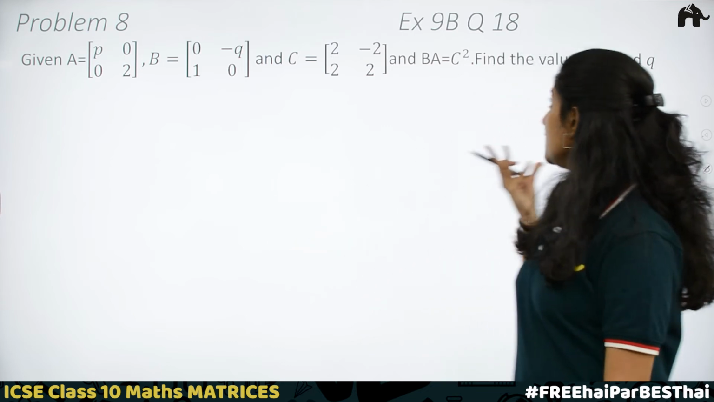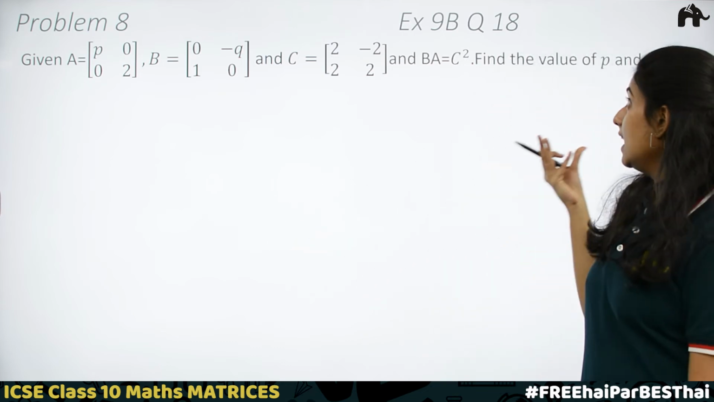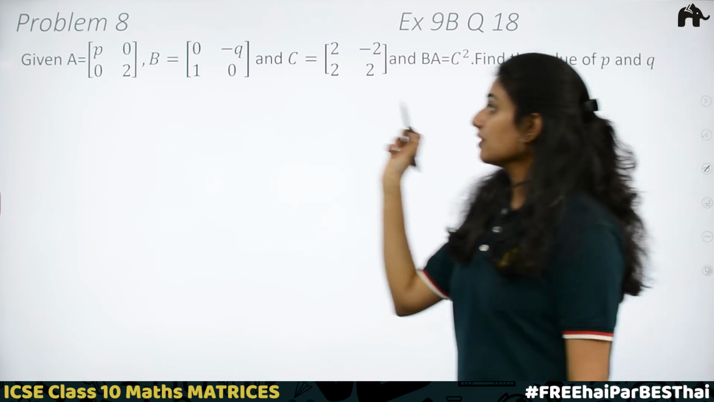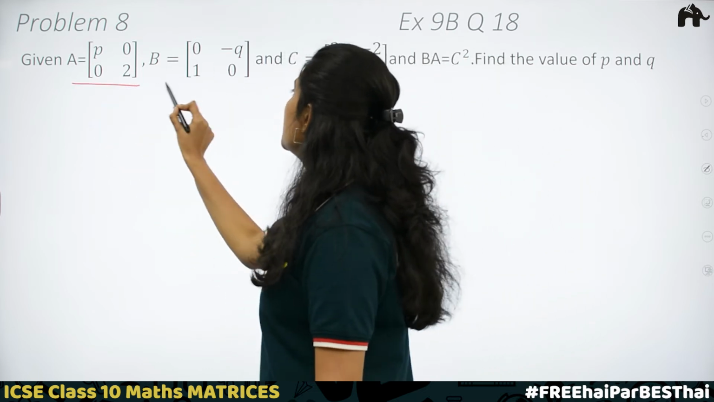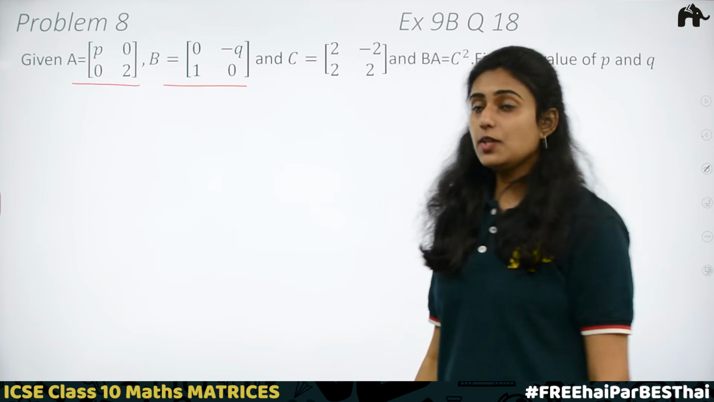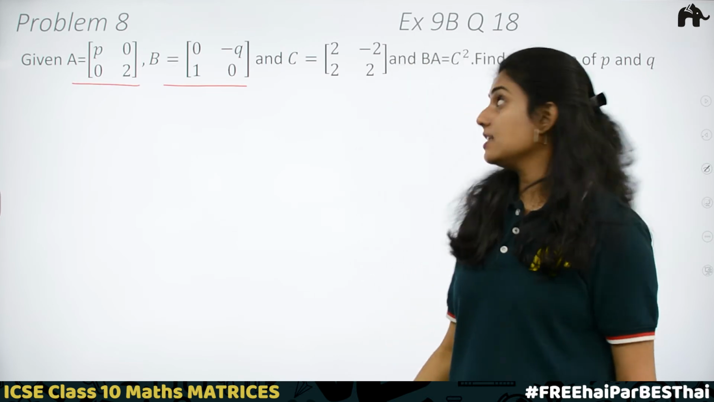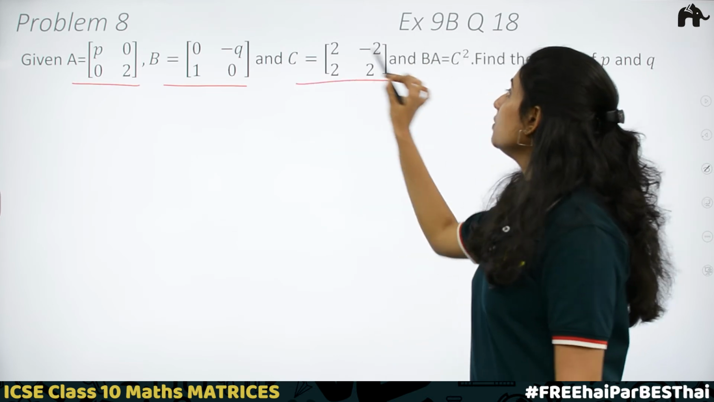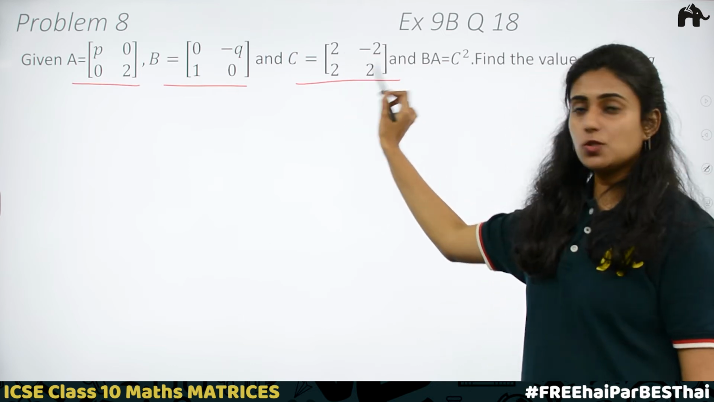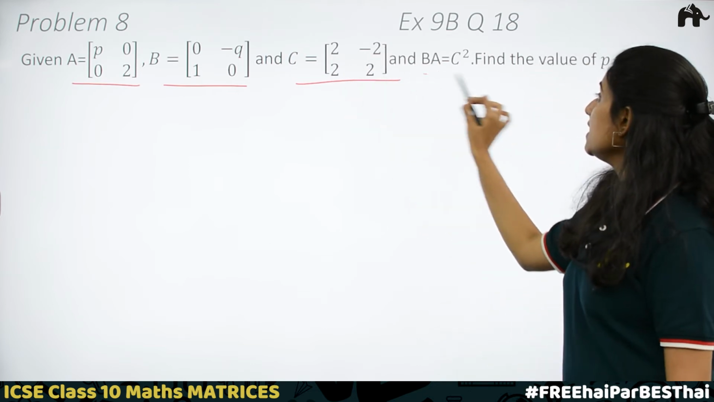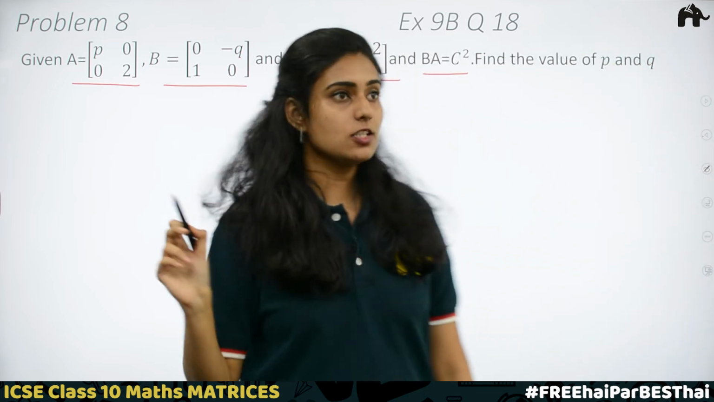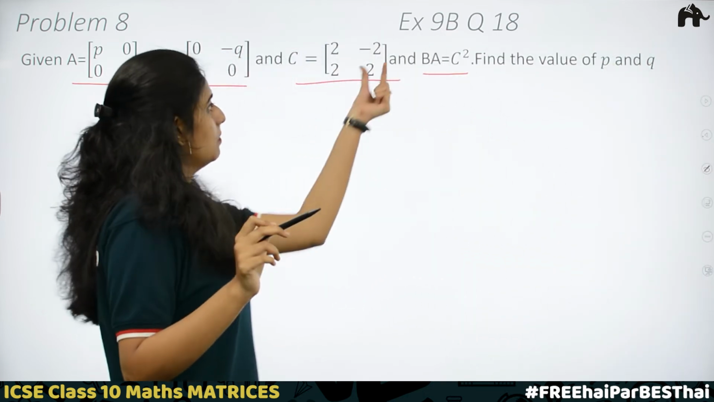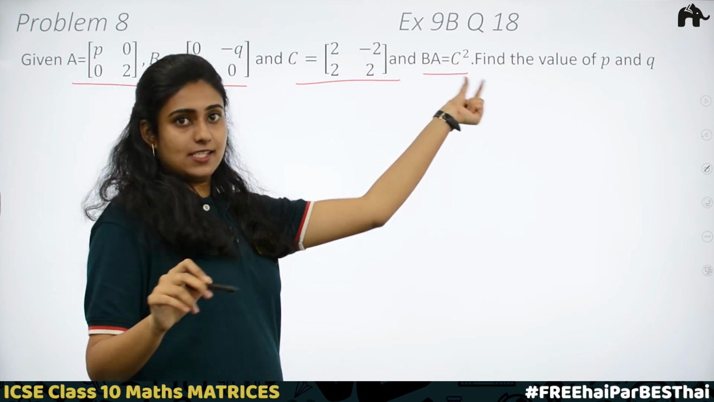Next problem, question 18 of exercise 9B. Given A is equal to P, 0, 0, 2, B is equal to 0, minus Q, 1, 0 and C is equal to 2, minus 2, 2, 2. And BA is equal to C square. Find the values of P and Q. First, we have to find separately BA and C square.